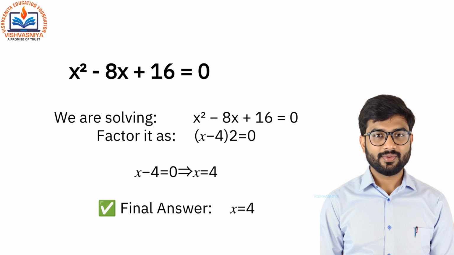Solve x squared minus 8x plus 16 equals 0. We factor this as x minus 4 squared equals 0. So the solution is x equals 4. Final answer, x is equal to 4, repeated root.